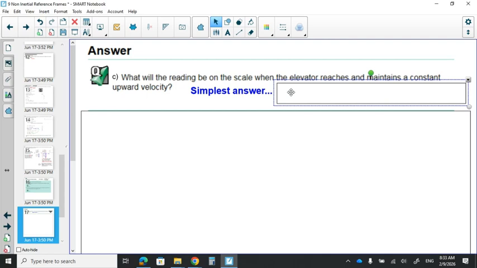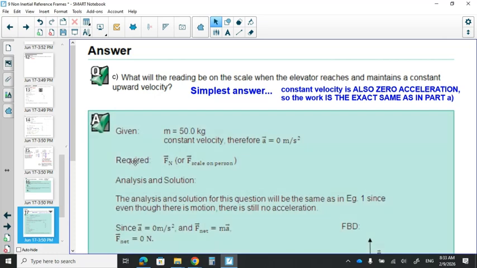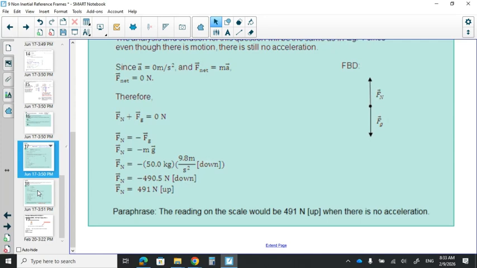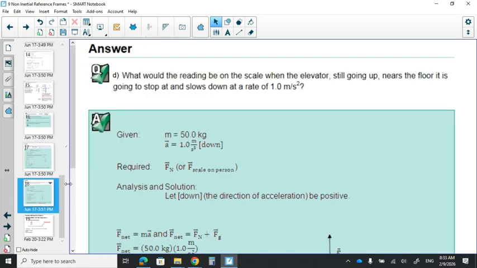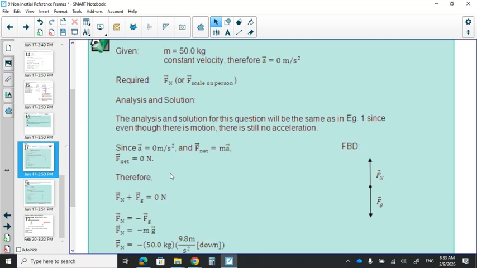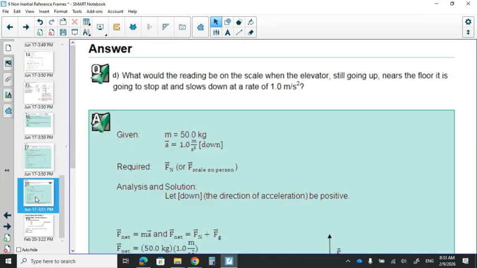The simplest answer would just be to say that constant velocity is the same as zero acceleration, and so it's the exact same as the work we did in part A. Honestly, that's essentially the same stuff as part A. You can look through the file later on, or pause the video, but it's the exact same stuff, so I'll just show it there again.